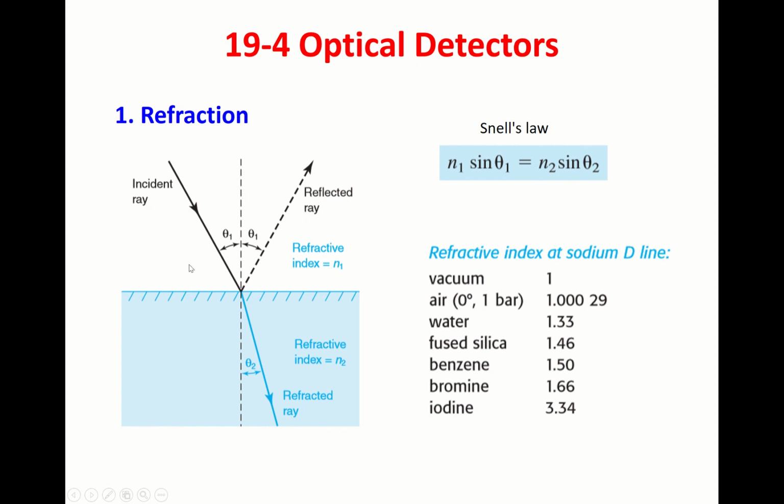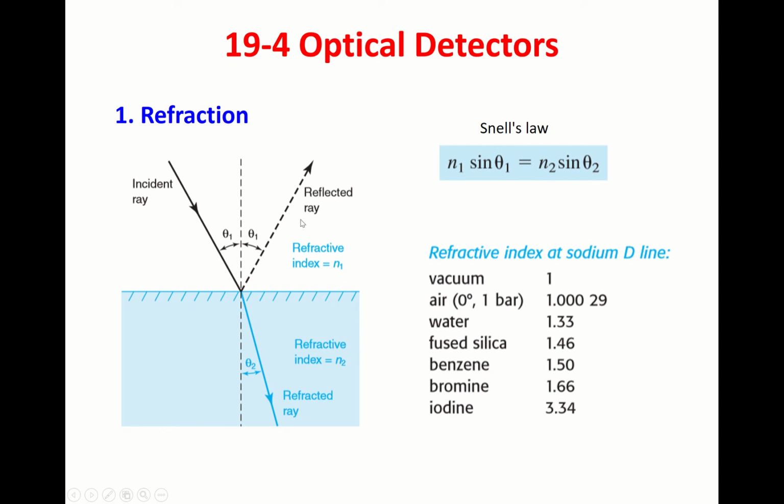Here is the borderline between these two materials. This one has refractive index n1, and this one has refractive index n2. Let's assume that n2 is greater than n1. Now you send your incident ray from this side, and it hits this interface. Some of the ray is reflected.